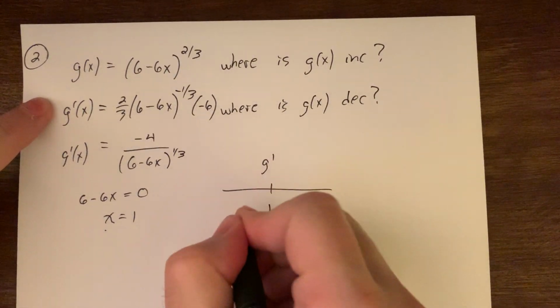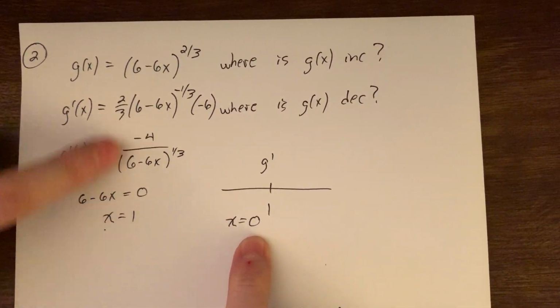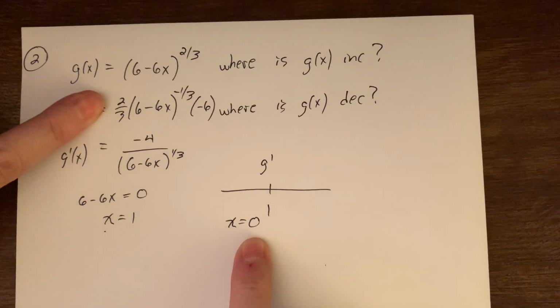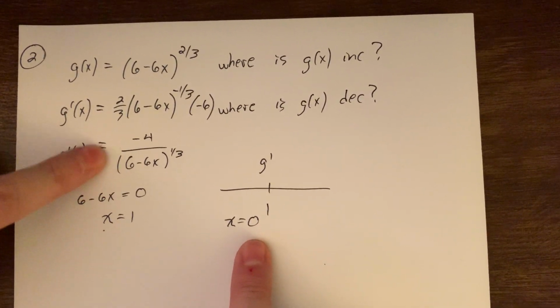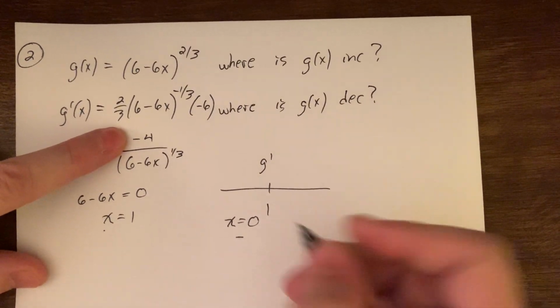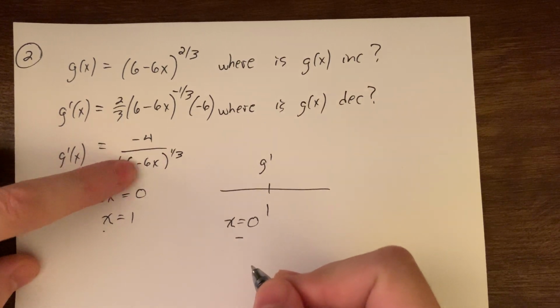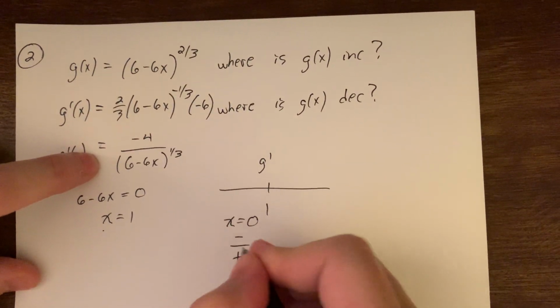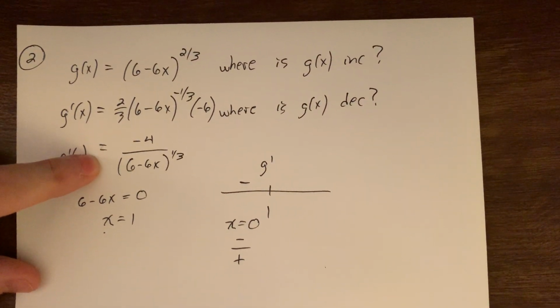So before 1, I'll use 0. Technically, I'm plugging in everywhere. And again, I could plug in up here, just a little easier. I like my cleaned up version. And as soon as I cleaned it up, when I was solving, there was no need to factor. It was all already nice and neat. So now plugging 0 into that version. Well, the top is negative 4. In the bottom, 6 minus 0 is positive, positive 6. The cube root of 6 is still positive. So a negative divided by a positive will give me a negative.